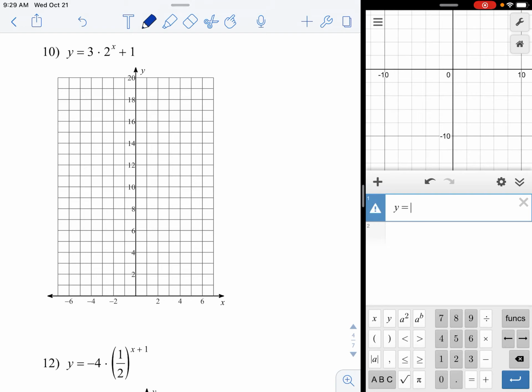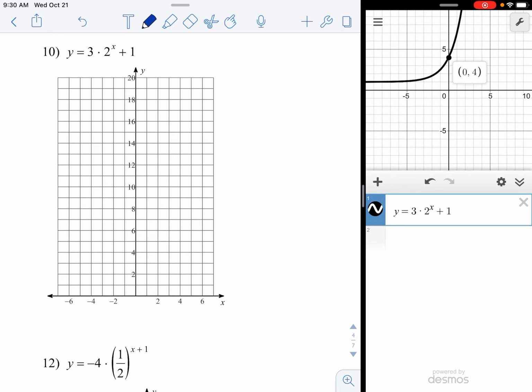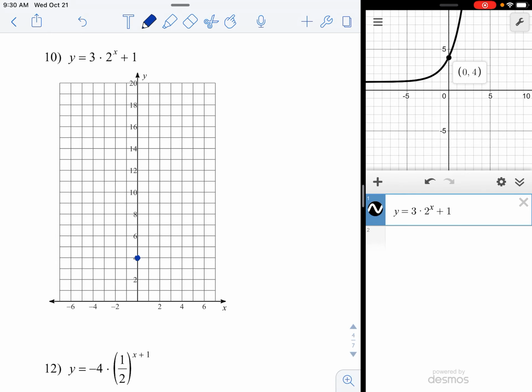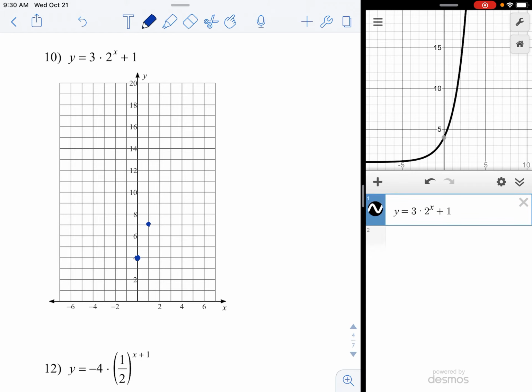Y equals 3 times 2 raised to the x, and then I move the cursor over and hit plus 1. Hit the home button, and there's my graph. So I have an intercept right here. Do I have any other integer points I can look at? 1, 7 right here. Maybe do one more again. I don't need to do 5 or 6 like I always did on those other ones. What do we got? 2, 13.